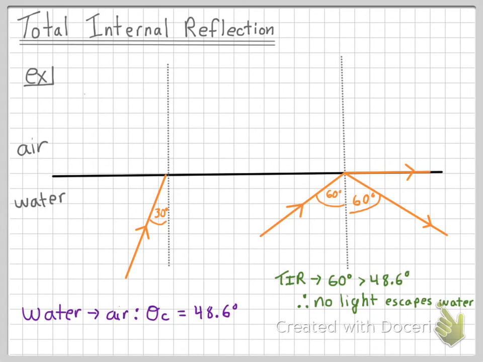Let's do the example on the left now. We know that the light is reflected as shown, and since 30 degrees is less than the critical angle of 48.6 degrees, we know that the light does in fact escape, and since it is going from a slower to a faster medium, it bends away from the normal line.